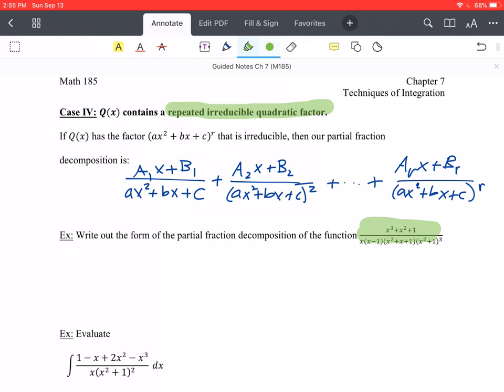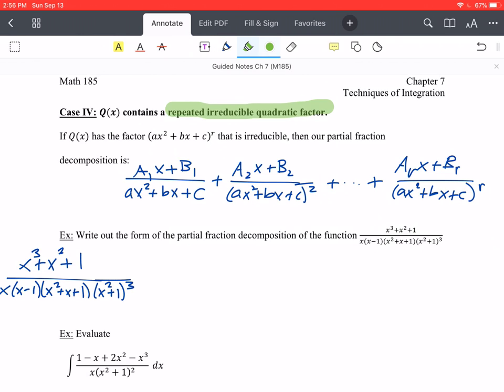So we're going to look at this example, and it says write out the form of the partial fraction decomposition of this function. So don't solve an integral, but just write out the partial fraction decomposition. So we've got x cubed plus x squared plus 1 over x times x minus 1 times x squared plus x plus 1 times x squared plus 1 cubed.